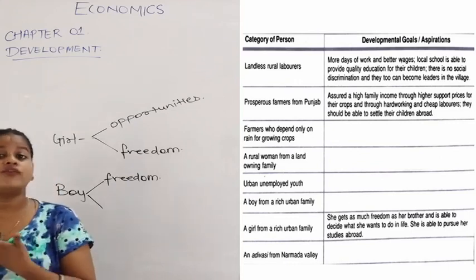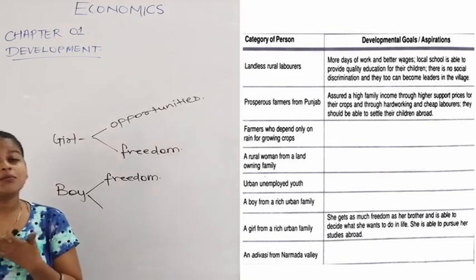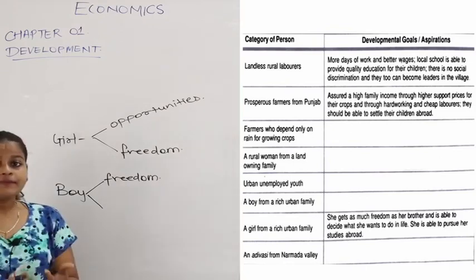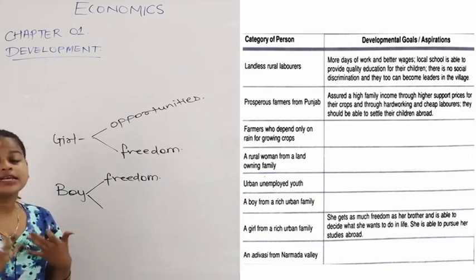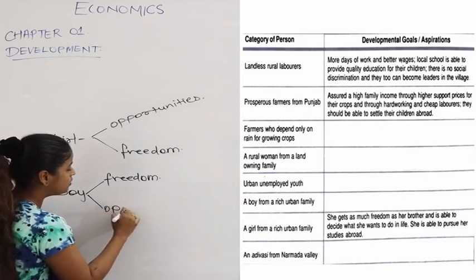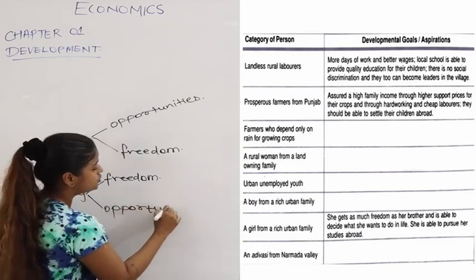He wants to move ahead. He wants to pursue some other business and not do his family business. Okay, so for him, he needs more opportunities and he wants to explore more. So for him also, he needs more opportunities.